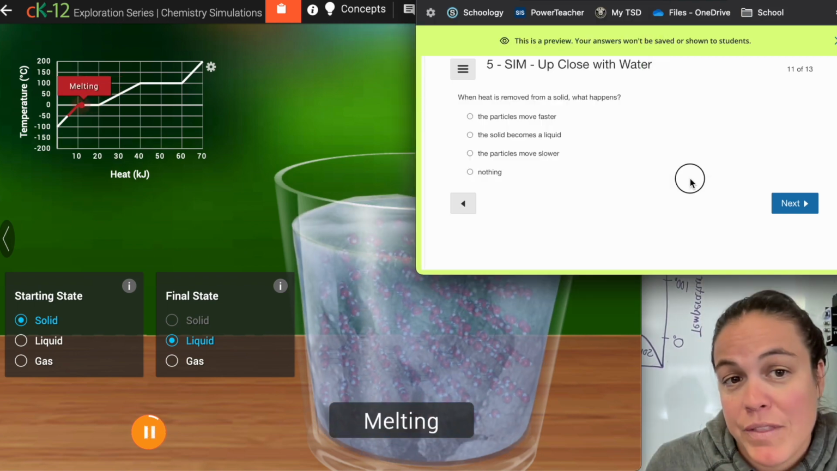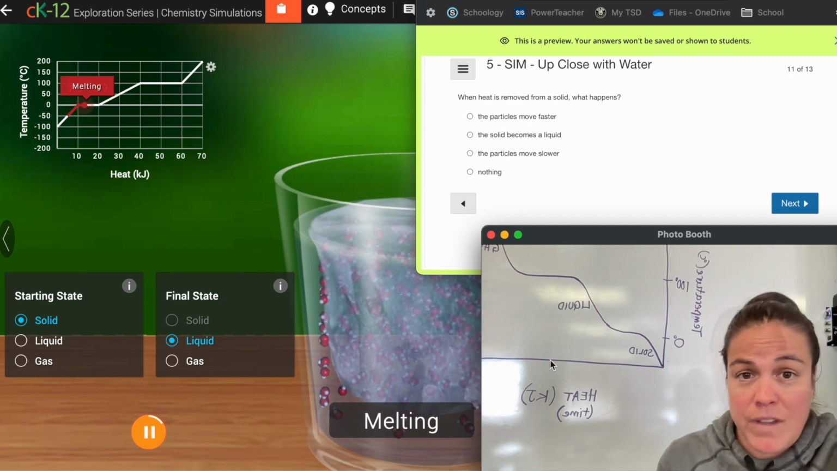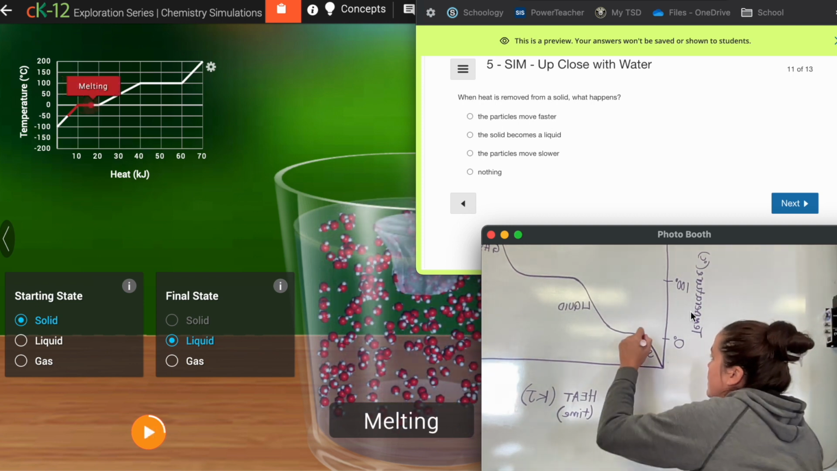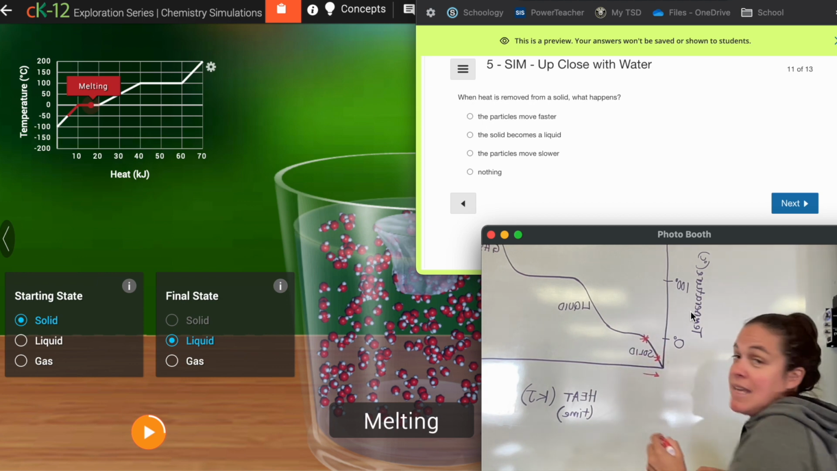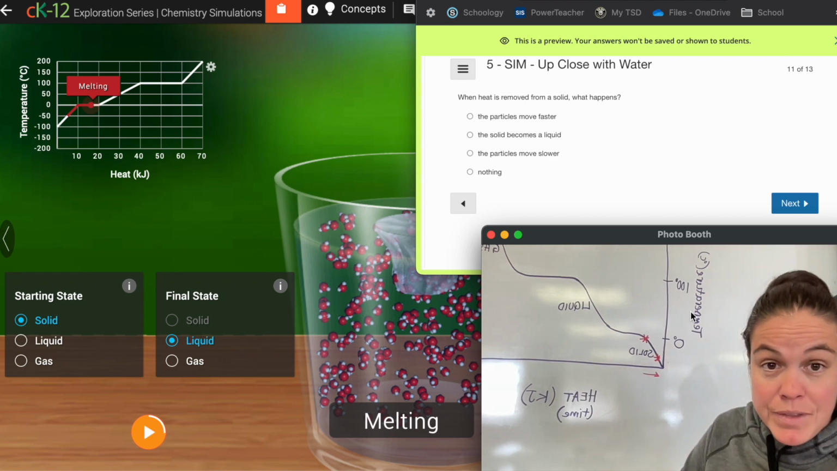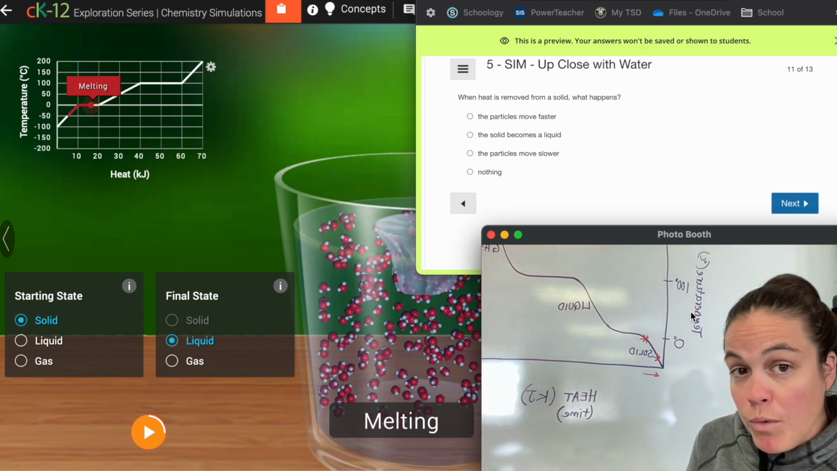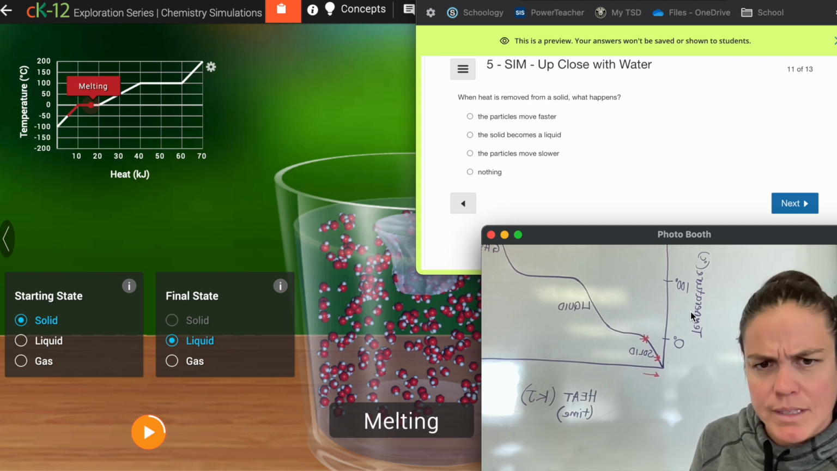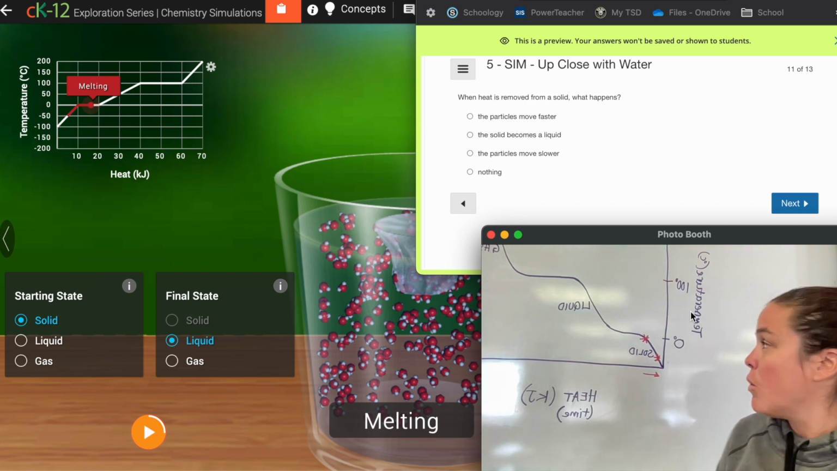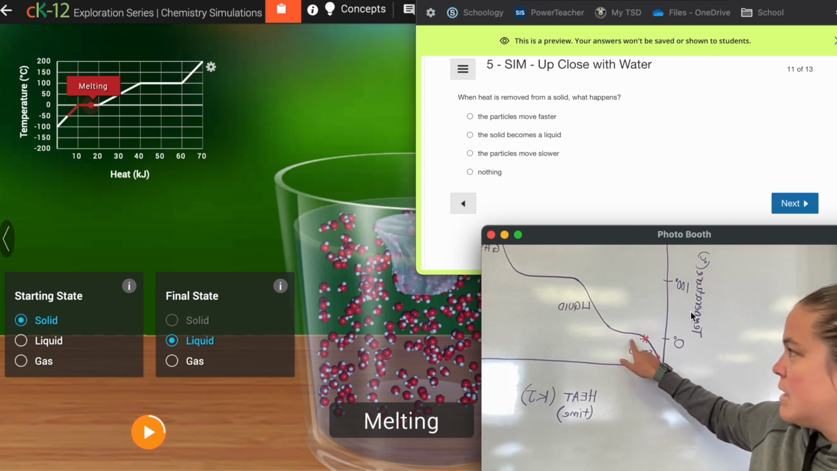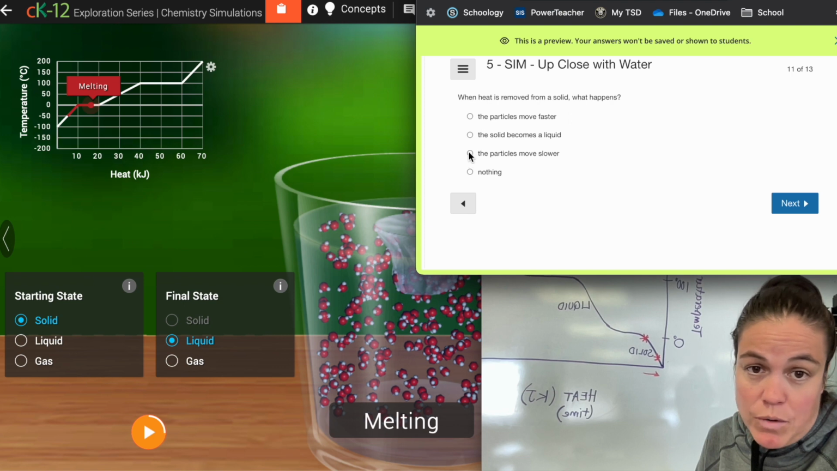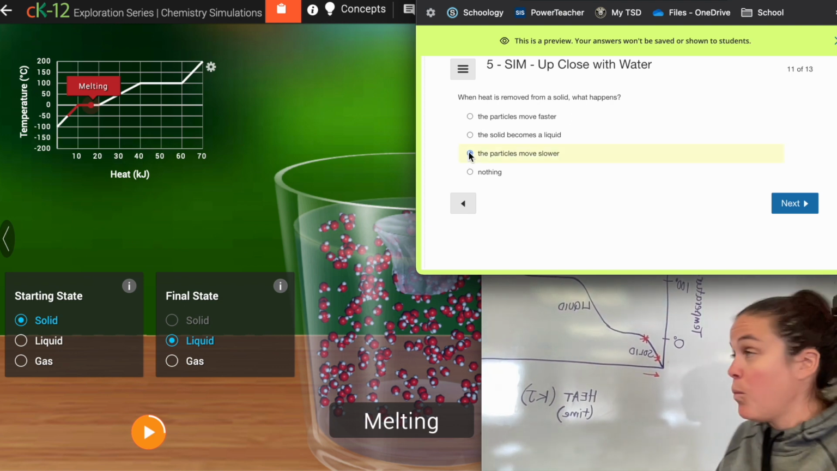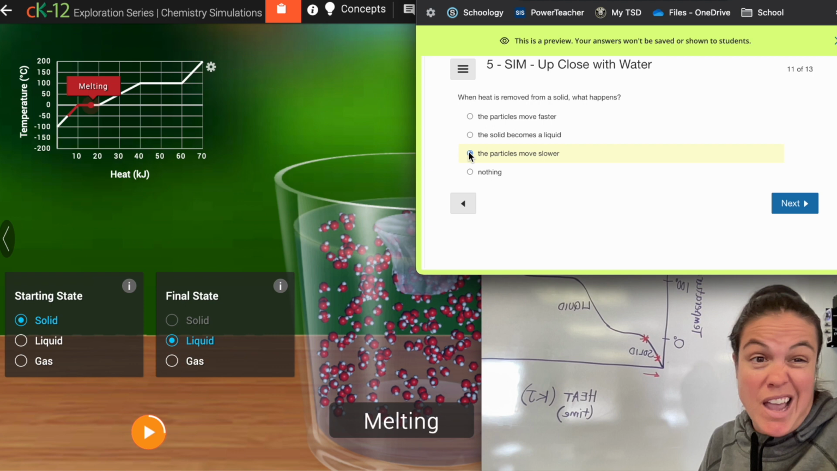So I'm going to have to think about this one theoretically. Let's take a look at my graph here. I'm here at a solid. I'm going to move in this direction. I'm going to make it to there on the graph, okay? The particles move faster. The solid becomes a liquid. The particles move slower or nothing. So I'm not melting. I'm just going ahead and moving those particles slower. It's important to remember where you are on this graph the entire time.